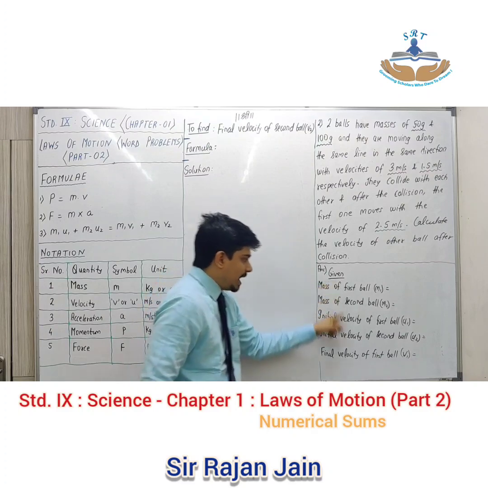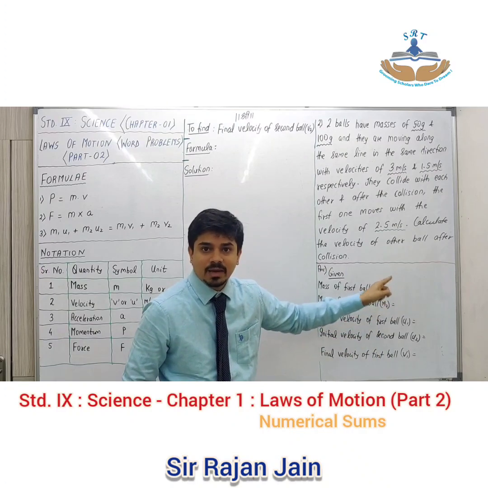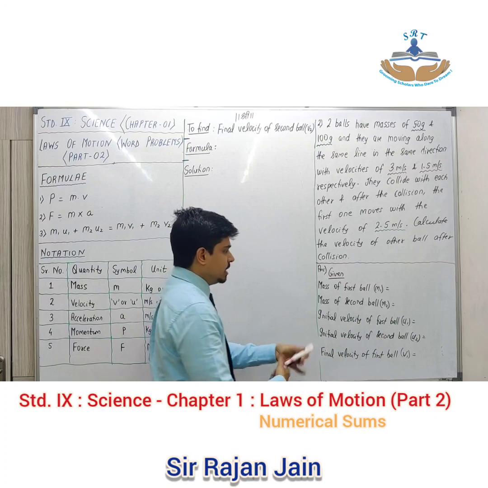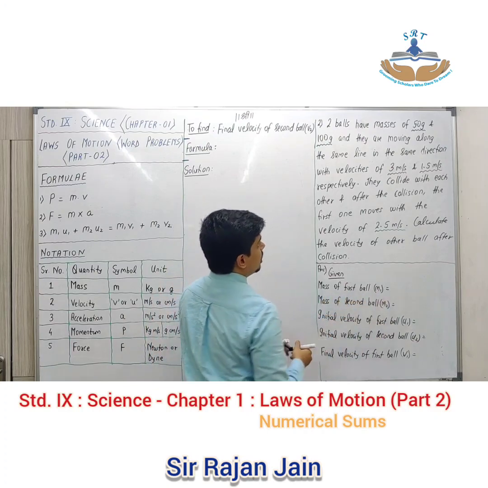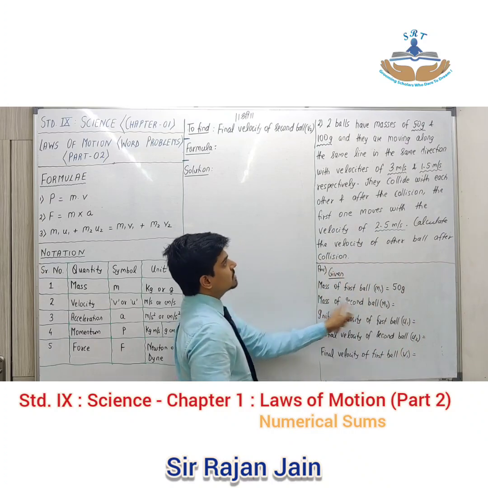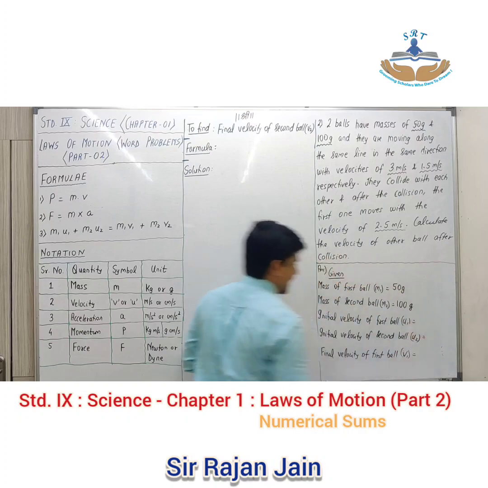Okay, now you have to write it entirely like this. Don't directly write the notation M1, M2, U1, U2. You have to specify what they mean. Okay, so over here the mass of the first ball is 50 gram. So I write over here 50 gram. Mass of the second ball is 100 gram. So here I write 100 gram.